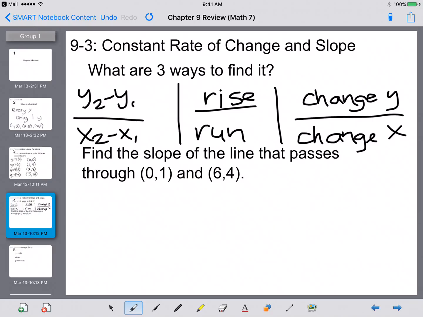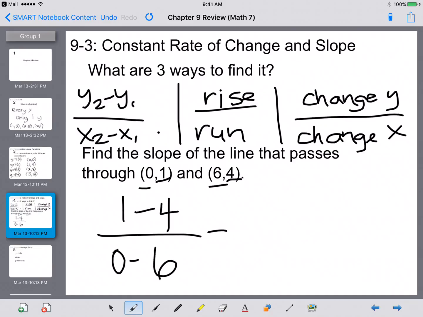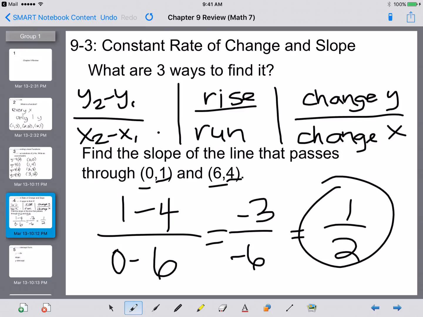So here, find the slope of a line that passes through (0, 1) and (6, 4). In this case, I have 2 coordinate pairs. I'm going to use y2 minus y1 over x2 minus x1. So I'm going to have my y value minus my second y value over this x value, which needs to be in the same place as my other x. So 1 minus 4 over 0 minus 6. 1 minus 4 is negative 3. 0 minus 6 is negative 6. Negative 3 divided by negative 6 is just 1/2. And there is my slope for a line that passes through the points (0, 1) and (6, 4).